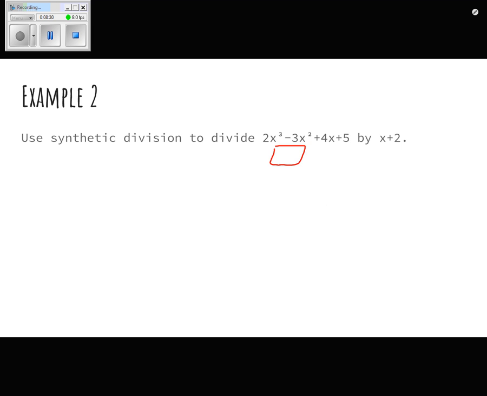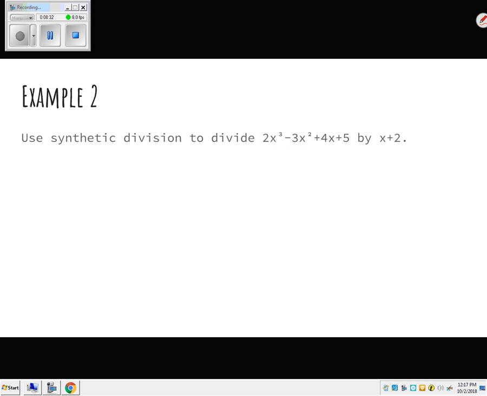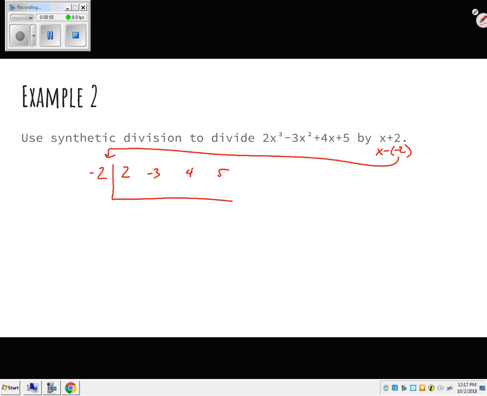So let's use this to try it again on this problem. So I start with just my coefficients on my dividend. The 2, the -3, the 4, and the 5. Okay, now I've got to do the opposite of this. I know it's supposed to be x minus my k. Whatever my k is, it comes down. So in this case, it's x minus -2. So you can always just think, I'm just going to take the opposite of whatever I'm dividing by.